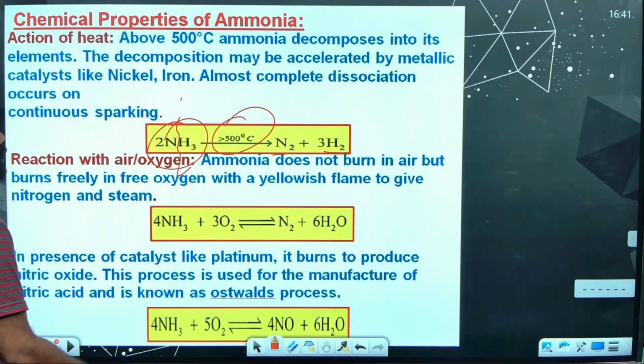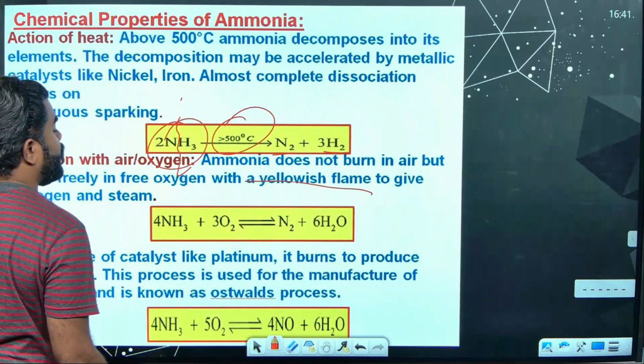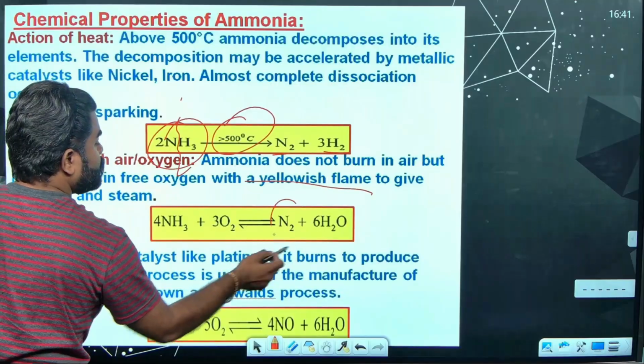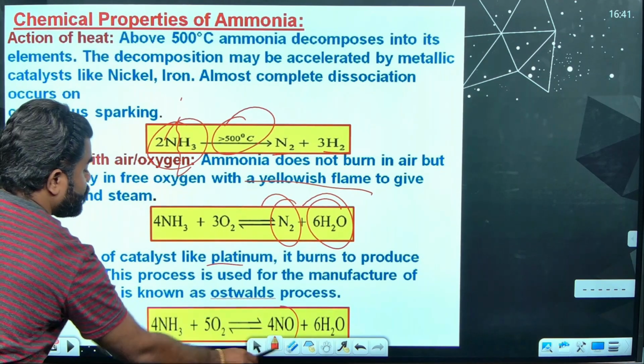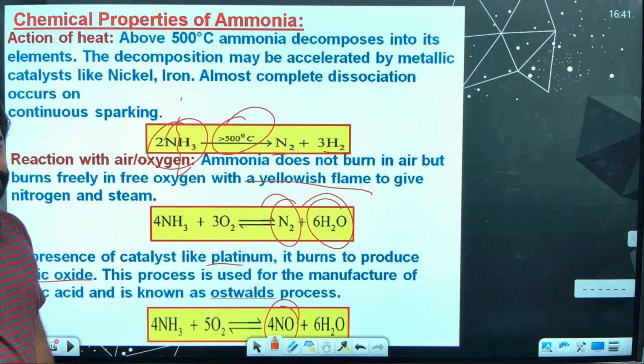With pure oxygen it burns to give a yellowish flame and it produces nitrogen and steam. Then in the presence of a catalyst like platinum, it burns to form nitric oxide in the presence of oxygen.